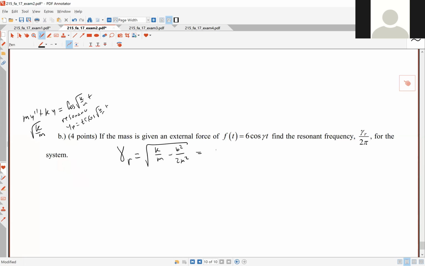So we plug all that stuff in there, and we have the square root of 40 over 4 minus 2 squared over 2 times 4 squared, equals square root of 10 minus 1/8, which is the square root of 79/8, which is square root of 158 over 4. And so the resonant frequency is gamma r over 2 pi.